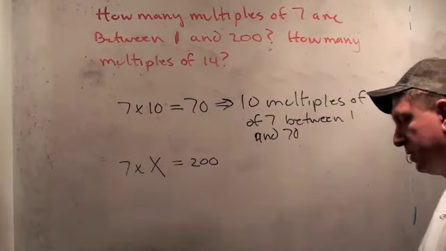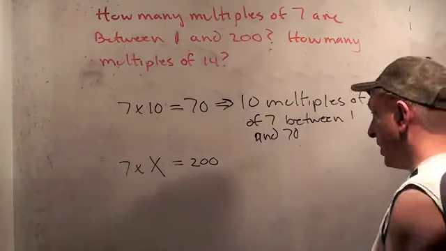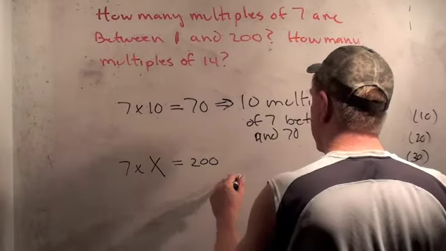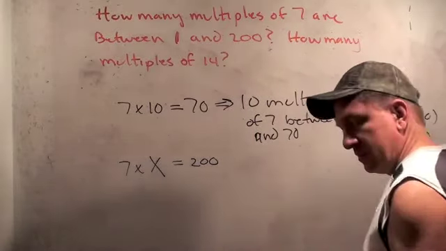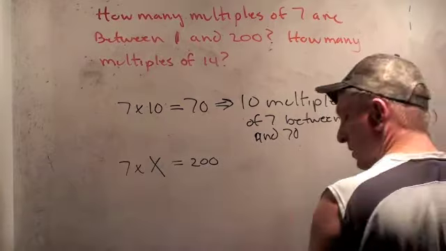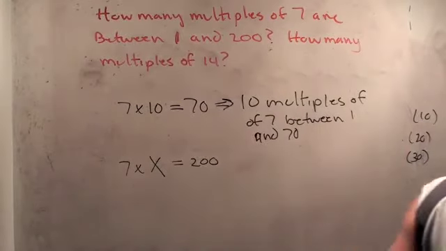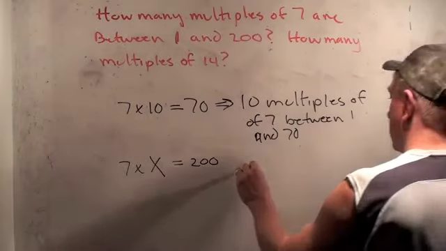I don't think 200 is a multiple of 7. That's exactly right. It's not. So when you do your long division, give me that, it's distracting you. When you do your long division, what do you get?